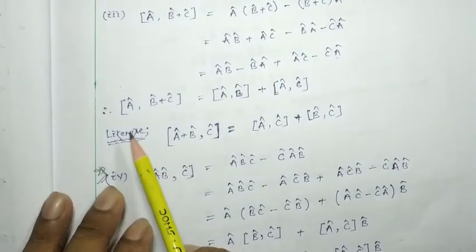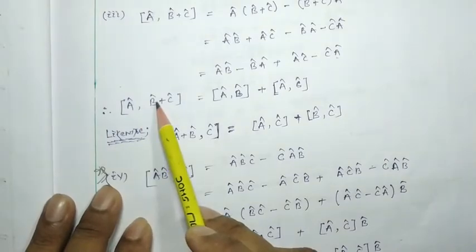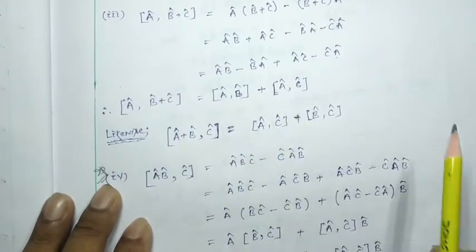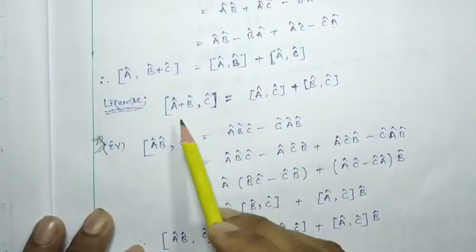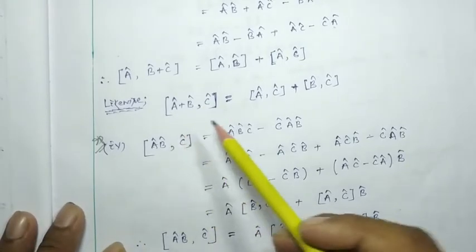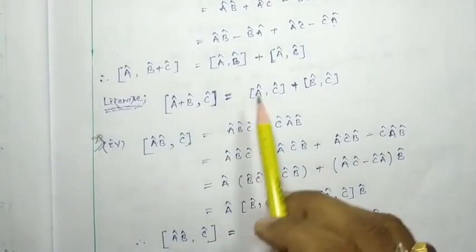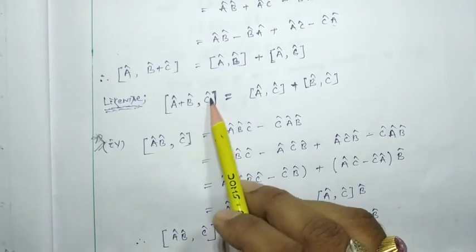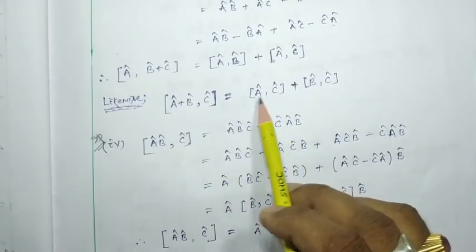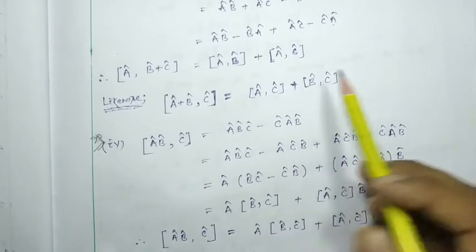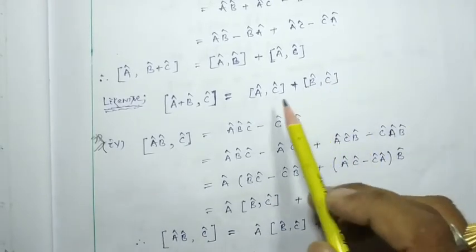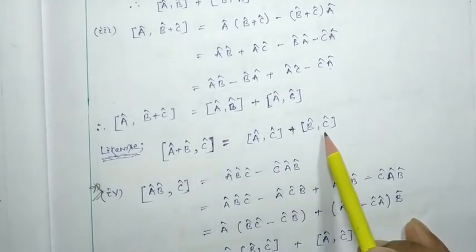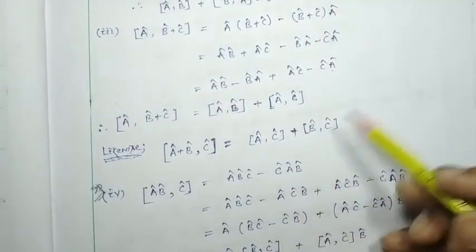That means we can say that [A, B plus C] will be equal to [A, B] plus [A, C]. Likewise, we can also prove that [A cap plus B cap, C cap] will be [A, C] plus [B, C]. Similarly, in this way you can also find this one. These things you have to remember.